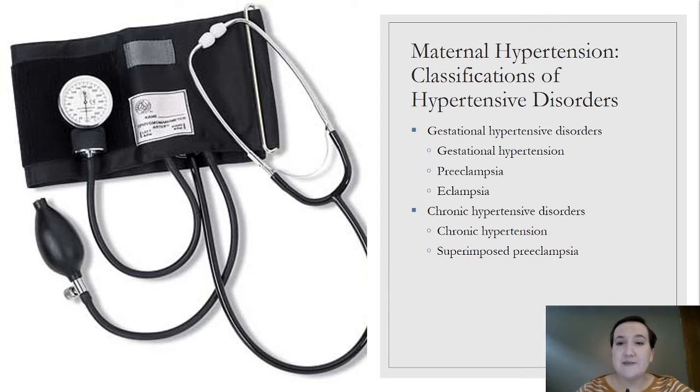If we have something called chronic hypertension, then these are women who have pre-existing hypertension long prior to delivery. However, with that being said, they might end up with preeclampsia or eclampsia as part of their pregnancy. These can be very difficult to diagnose.